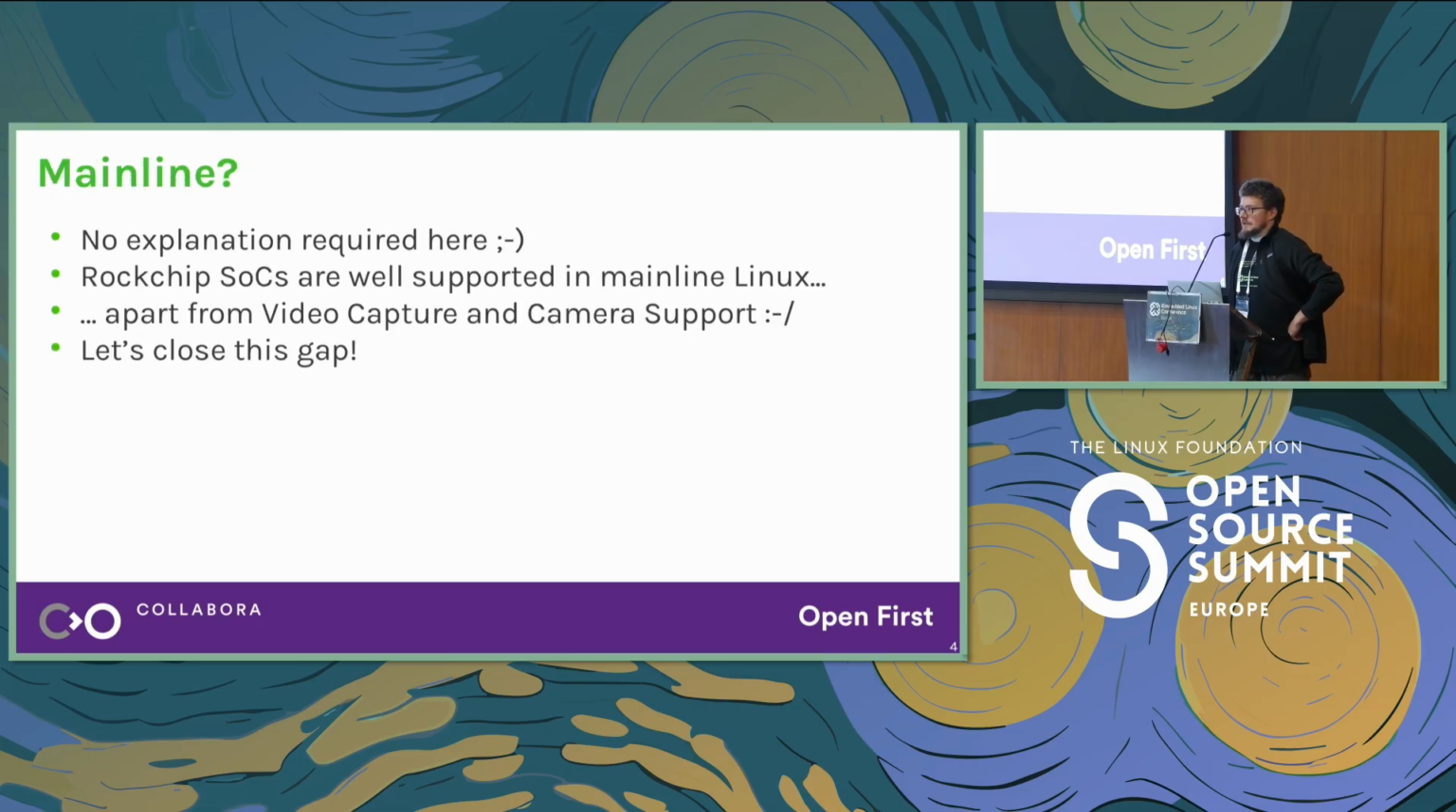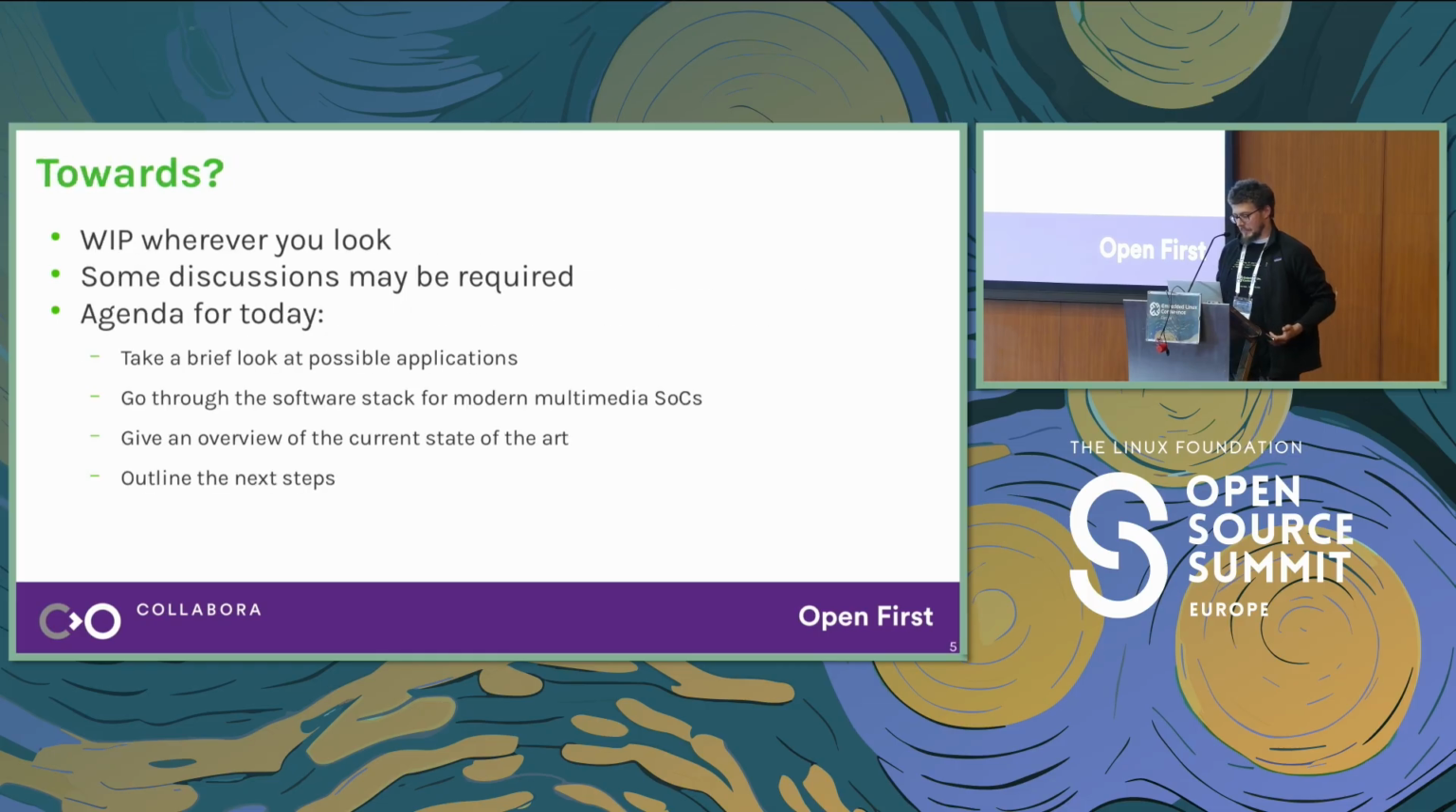Now, at this point, I would usually have to talk about why Mainline is a good idea, why open source is a good idea. Now, this being the Open Source Summit, I think it's not necessary. Also, at Collabora, of course, open source is in our genes. So, as to Mainline, Rockchip SoCs are pretty well supported, but there are a few wide gaps, and one of them is the video capture and camera area, unfortunately. But we are here to close this gap, right?